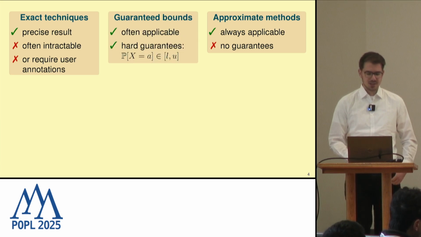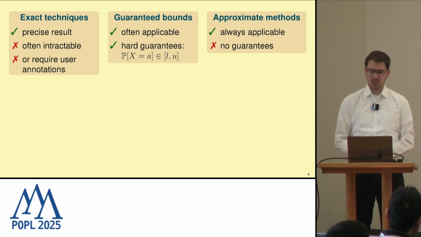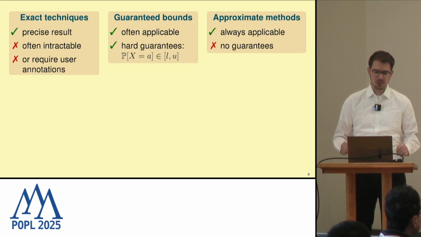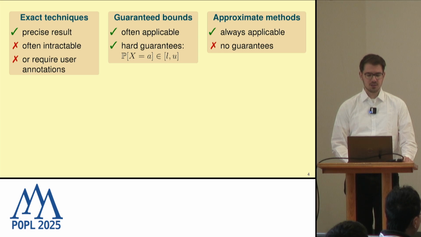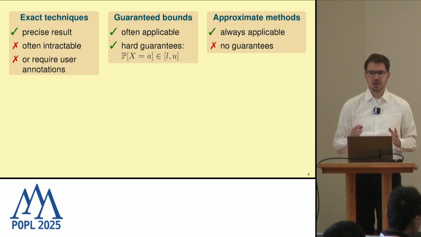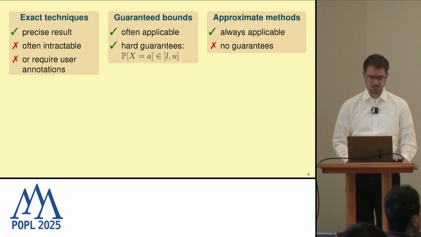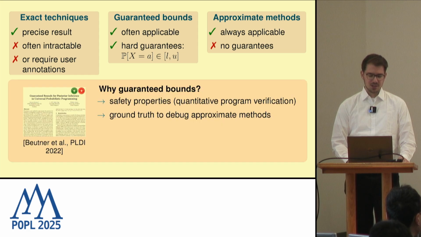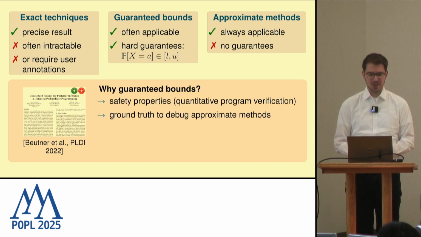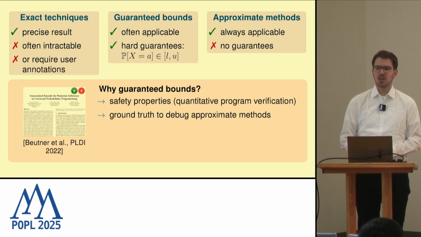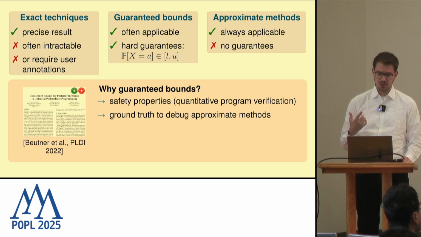So as a middle ground, we're looking in this talk at guaranteed bounds, which are often applicable and give you hard guarantees. So they will tell you, for example, that the posterior probability of the variable x being equal to a is between L and U. Guaranteed bounds were, in fact, the theme of my PhD thesis. And we also had a paper at PLDI 2022, where we motivated them with 2 points.